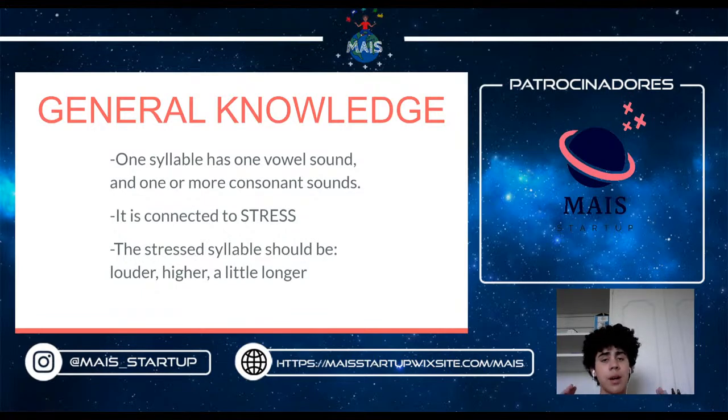So we've seen here that one syllable has one vowel sound and one or more consonant sounds, that the way of pronouncing stuff is connected to stress, and how do you stress syllables. You can see that in the phonetic alphabet, the dot in the top means the stress in the syllable, so that syllable will be stressed. And what is stress? It is making a syllable louder, higher, or a little longer.